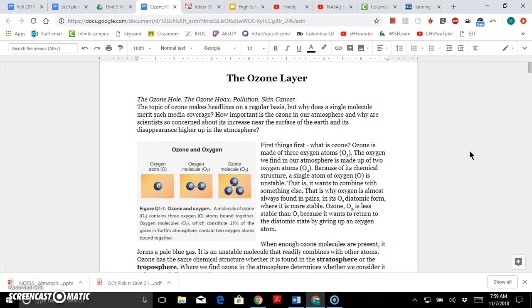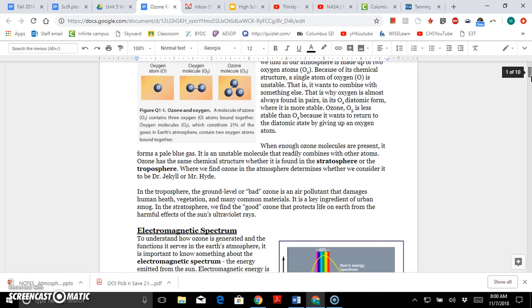Ozone, O3, is less stable than O2 because it wants to return to the diatomic state by giving up an oxygen atom. When enough ozone molecules are present, it forms a pale blue gas. It is an unstable molecule that readily combines with other atoms. Ozone has the same chemical structure whether it is found in the stratosphere or troposphere.